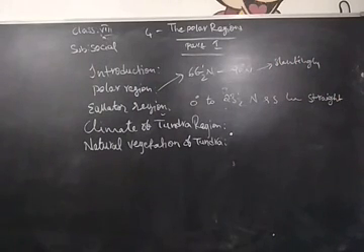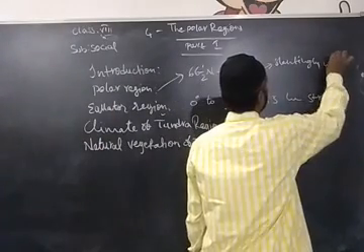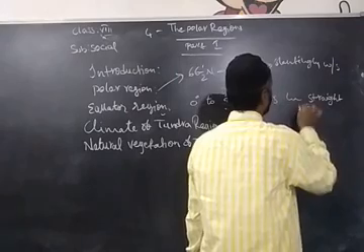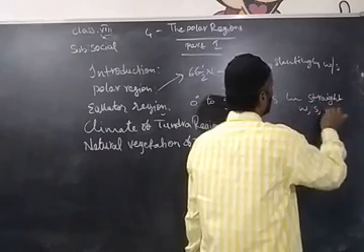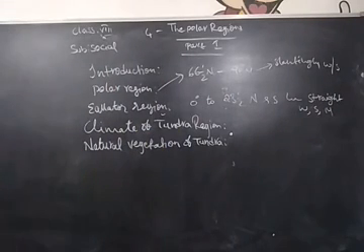Winter, summer and monsoons are the 3 seasons. Here we have only 2 seasons, that is winter season and summer season. But here we have winter season, summer season and monsoons. Monsoons is nothing but the rainy season. Like that we have 3 seasons.